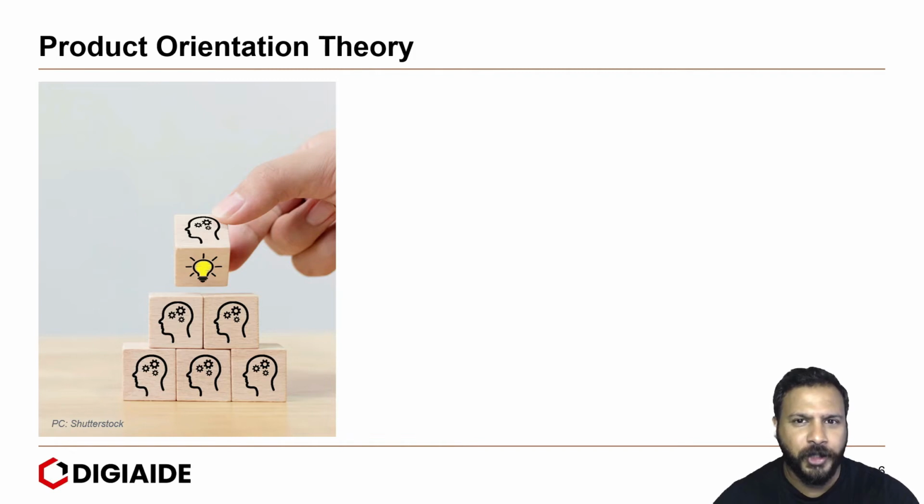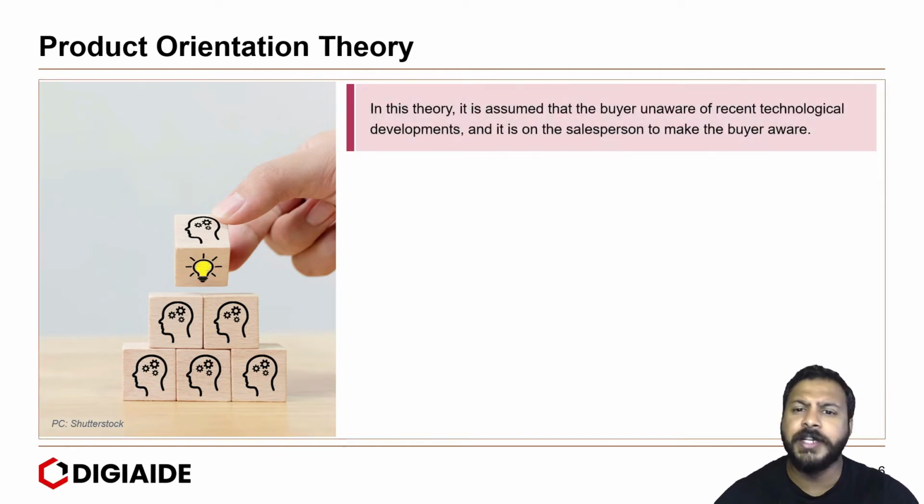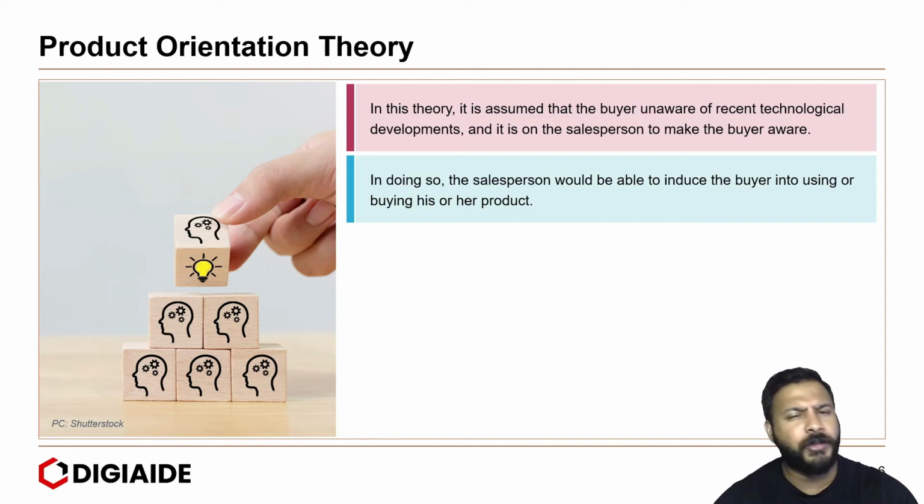The next theory is the product orientation theory. Here the focus is on the product. In this theory, it is assumed that the buyer is unaware of recent technological developments and it's only on the salesperson to make the buyer aware. In doing so, the salesperson would be able to introduce the buyer into using or buying his or her product.